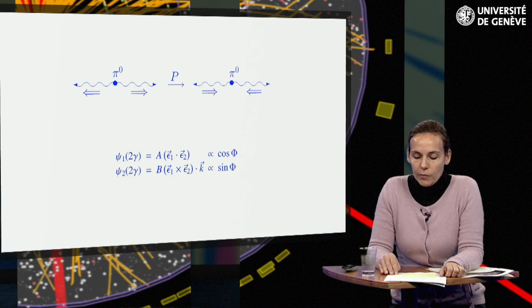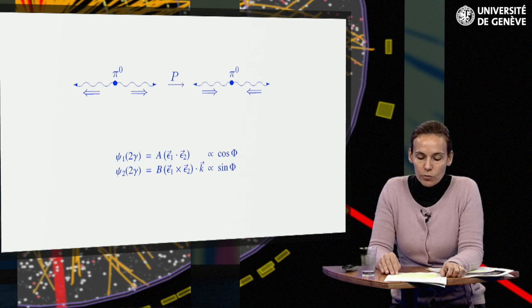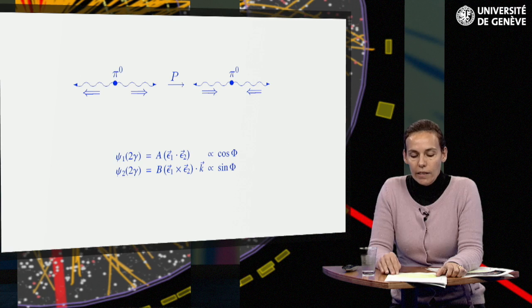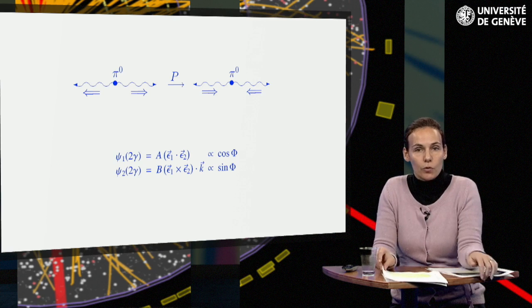The angle phi between the 2 polarization planes will be preferentially 0 with an intensity distribution proportional to the square of cosine phi. The second is proportional to the product between a pseudo-vector and a vector, so it has parity minus 1. The angle phi between the polarization planes of the 2 photons will be preferentially 90 degrees. Experimentally, it is found that they are indeed orthogonal. The parity of the pi 0 is therefore minus 1.